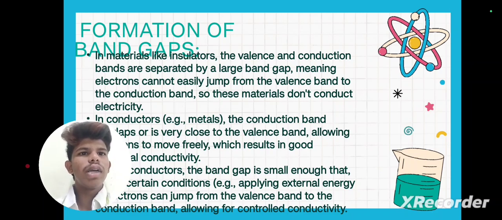Formation of band gaps. In materials like insulators, the valency and conduction bands are separated by a large band gap, meaning electrons cannot easily jump from the valency band to the conduction band. So these materials do not conduct electricity. In conductors, the conduction band is very close to the valency band, allowing electrons to move freely, which results in good conductivity. In semiconductors, the band gap is small enough that under certain conditions, such as applying external energy, electrons can jump from the valence band to the conduction band, allowing for controlled conductivity.